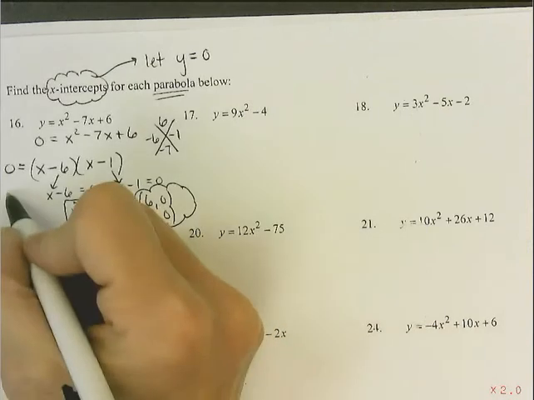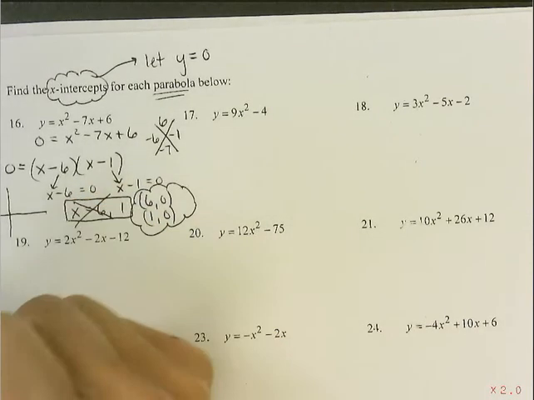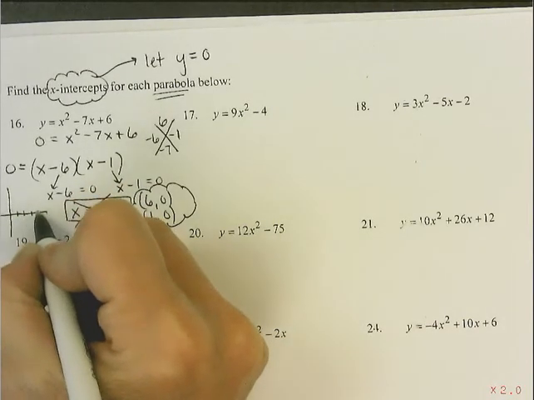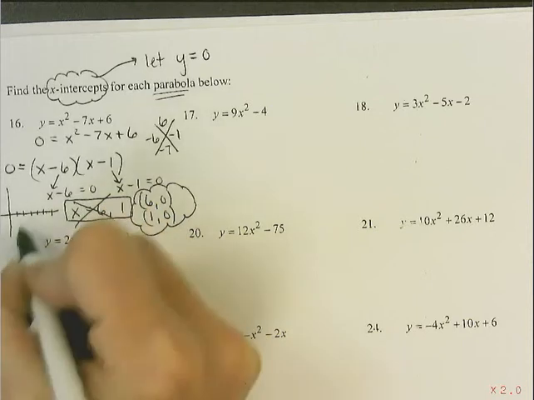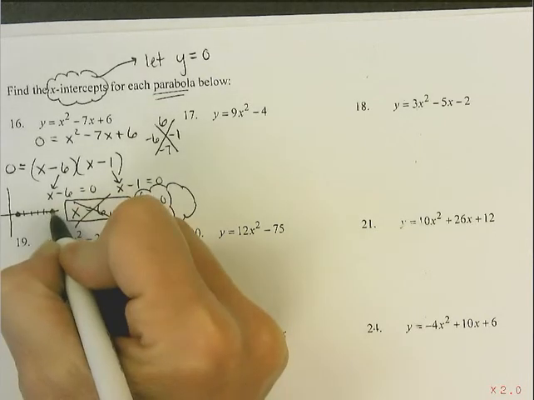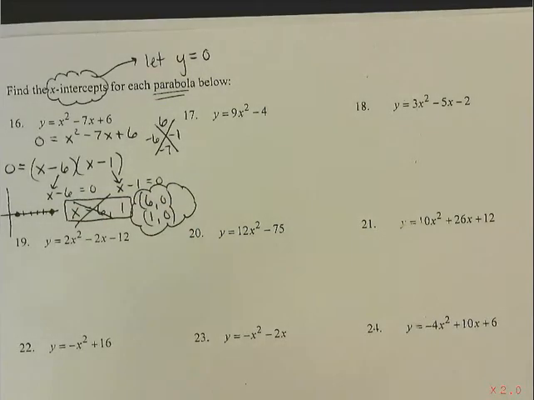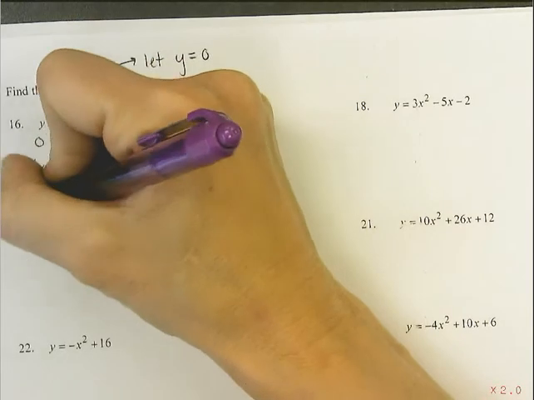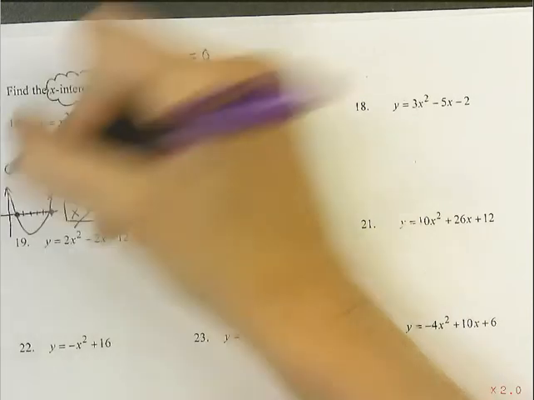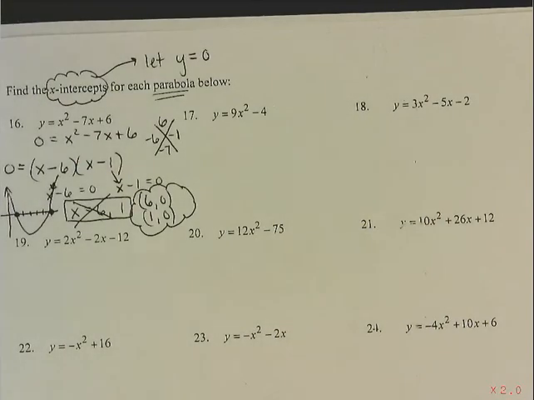So that means if you were to sketch the parabola, 3, 4, 5, 6, it's intersecting at 1 and 6. And you would have a parabola looking like this. So that tells you a lot about how to get a quick sketch for the parabola, and that's why we want to be able to solve for the x-intercepts.